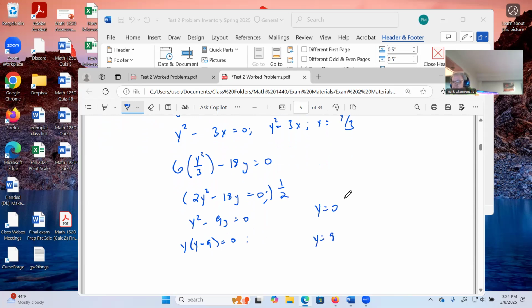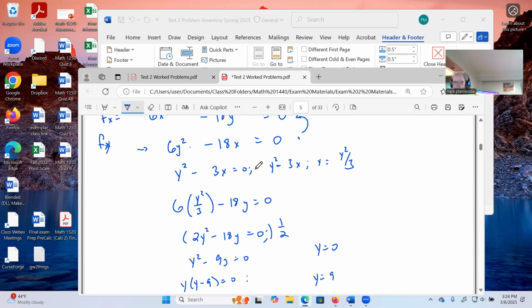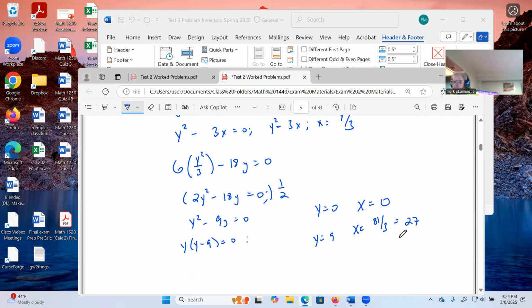Okay. Now, we still need to know what x is, and we know that x is equal to, I believe, yes, we have x is equal to y squared over 3. So when y is equal to 0, so is x. And when y is equal to 9, we have 9 squared, which is 81, divided by 3. So we have x equals 81 over 3, which is equal to 27. Okay. So the points that we have here, x equals 0, y equals 0, we can go ahead and summarize that as 0, 0. We could also summarize this as 27, 9. Okay. And those are the points that we happen to have.